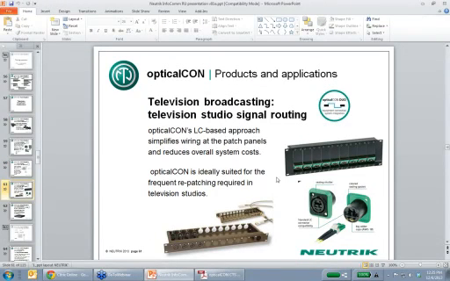TV studio routing, this is also something we touched on earlier, which is that you've got all these patch panels. You're patching all this gear to different places, cameras to different CCUs, signals in different places. That's typically done with fiber and very often done with opticalCON for that patching. And opticalCON is wonderful for patching because it's got these built-in shutters.